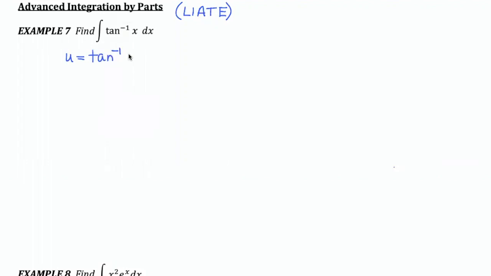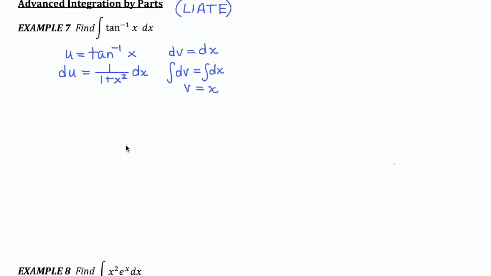And if you haven't seen that in a while, the derivative you should be able to look up. It's a fraction. It's 1 over 1 plus x squared dx. My dv is supposed to be everything else, which the only thing left is a dx. And certainly that is very easy to take the integral of. So I get v equals x. So far things seem to be progressing well.